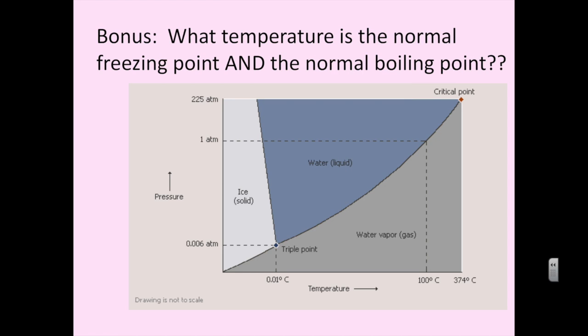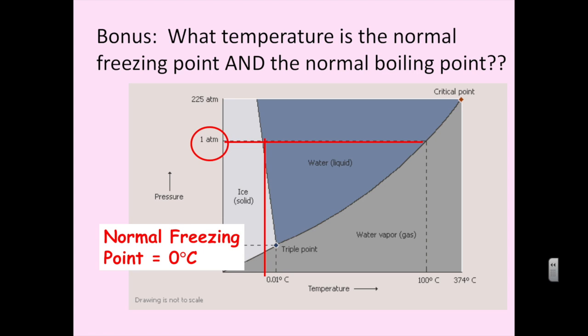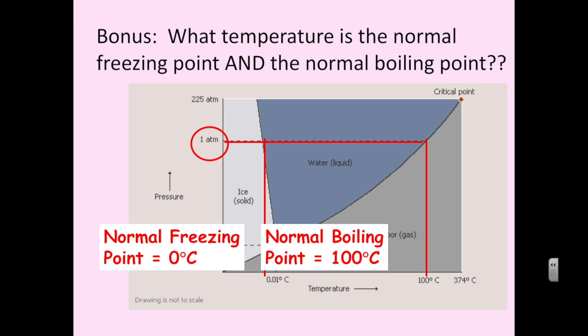Now, what temperature is the normal freezing point and the normal boiling point? You remember those? Remember, normal is 1 atmosphere. So my normal freezing point is going to be here at 0 degrees Celsius, and my normal boiling point is going to be here at 100 degrees Celsius. Piece of cake.